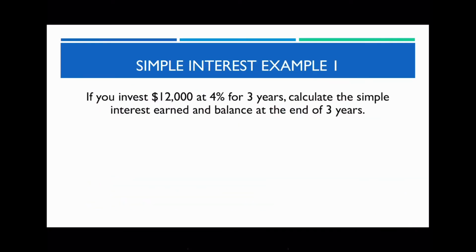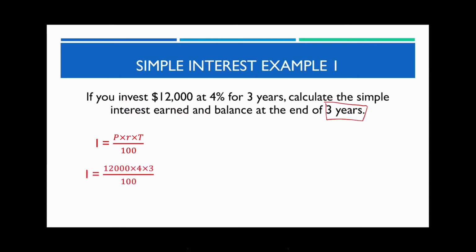We've done this example over here, but I'm just going to go through this example again. So the question says, if you invested $12,000 at 4% for 3 years, calculate the simple interest earned and balance at the end of 3 years. So we're going to substitute all the values into the formula. Notice that this is already in years, so I don't need to worry about converting things into the standard units.